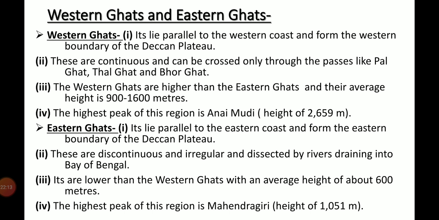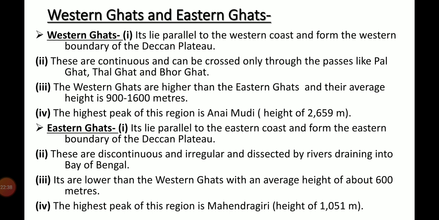Number 2. The Western Ghat mountain range is continuous and can be crossed only through some passes, like Palghat, situated between Tamil Nadu and Kerala, Thalghat in Nashik and Bhorghat in Pune. But the Eastern Ghats are discontinuous and irregular, and they are dissected by rivers draining into the Bay of Bengal.